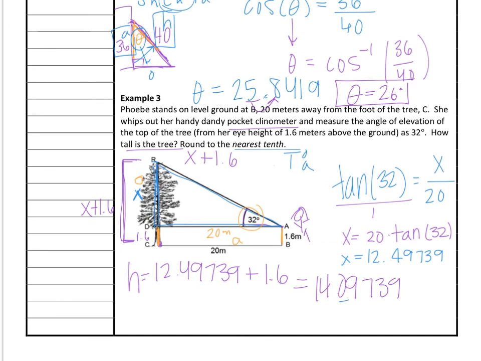So nearest tenth, that's the first decimal place, look to the right. The 9 is telling us to bump the 0, so we have our height is equal to 14.1. Flip it over when you're ready to the next example problem.